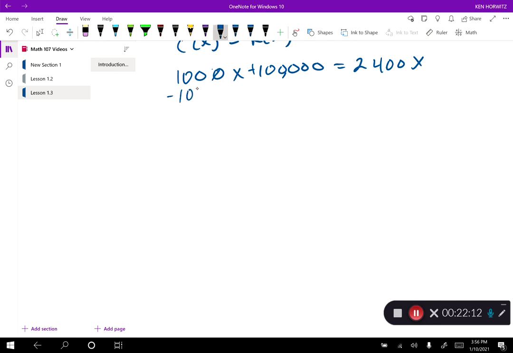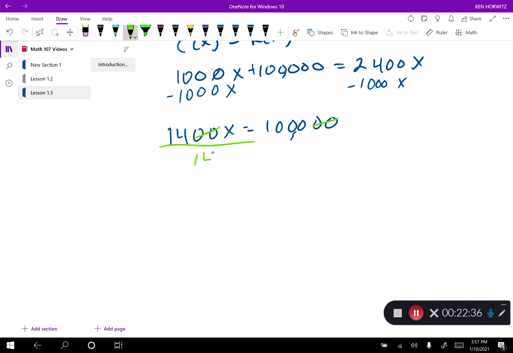I can subtract 1,000x. So I have 1,400x equals 100,000, right? And I can quickly divide by 100. I have 14x equals 1,000. So now I'm going to divide by 14. And I wind up getting x equaling 71.43 shows. You're always welcome to check my math.